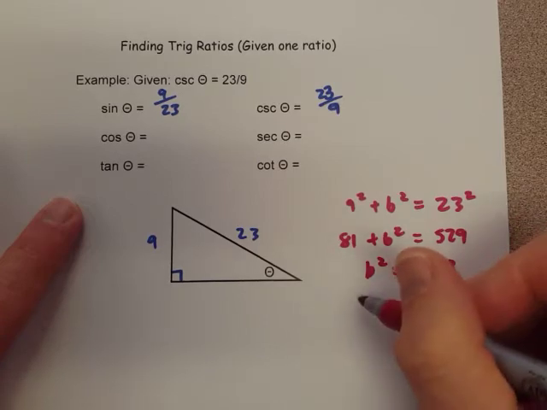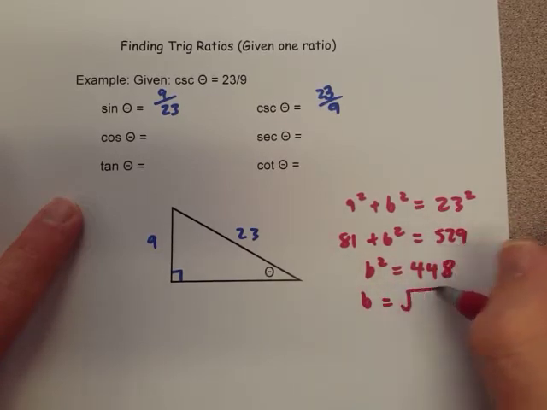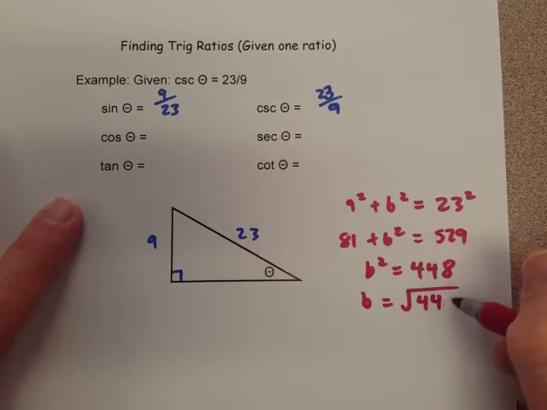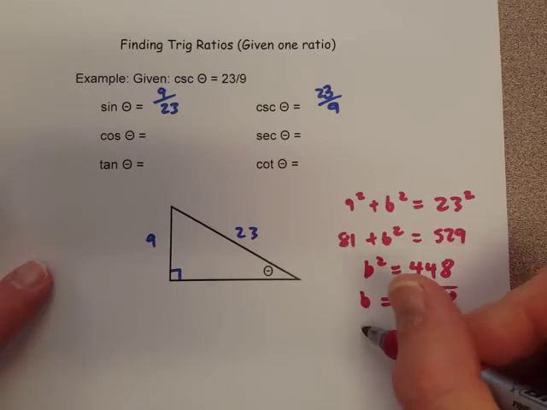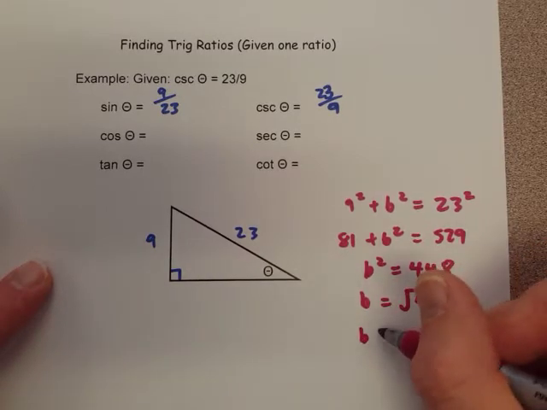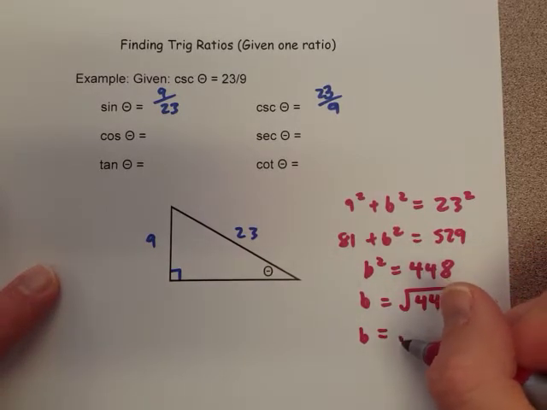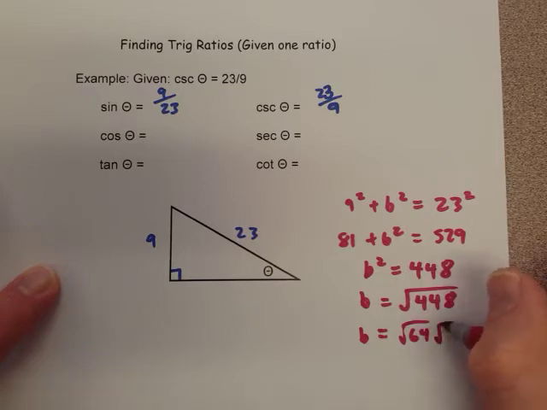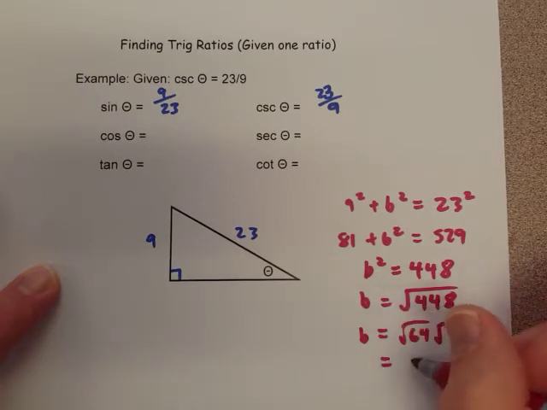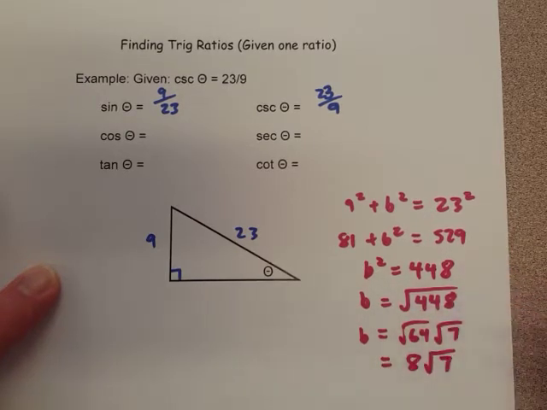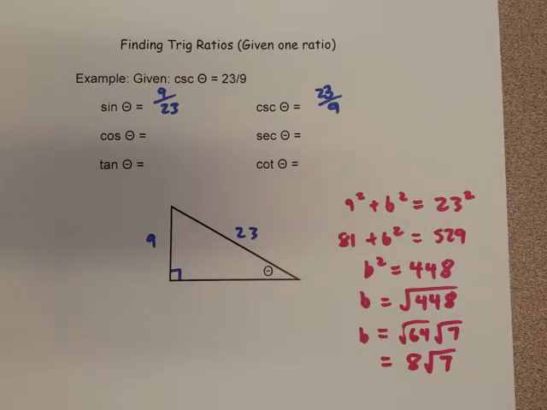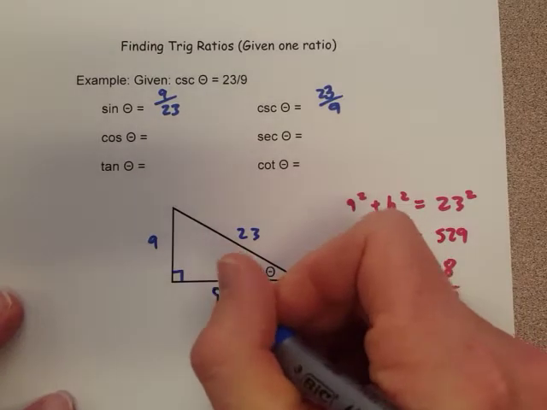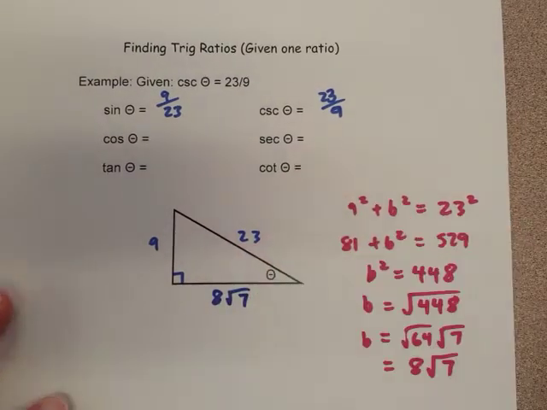So we take the square root of 448, which is not simplified. 448 divided by 64 is 7, so we can actually split this up into square root of 64, square root of 7, which means that this is 8 square root of 7. So that's our simplified version of this final side here, and so we're going to put that right in this spot, 8 square root of 7.